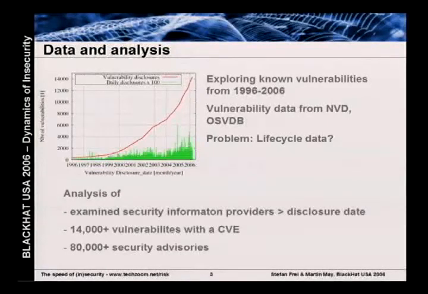So what we did to get our data, we analyzed the NVDB and the OSVDB. Then we looked at all the CVE documents, and we spidered about 80,000 security advisories from different information providers, from exploit sites, from patch sites, from vendors, and so on. So there's a huge pot of information, and we tried to make sense out of it by correlating it.